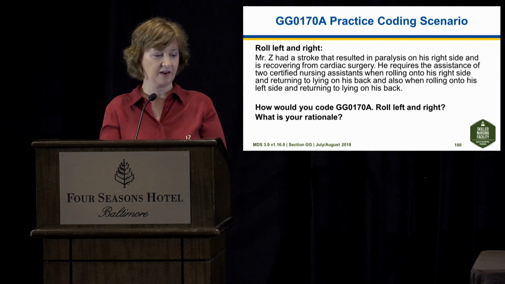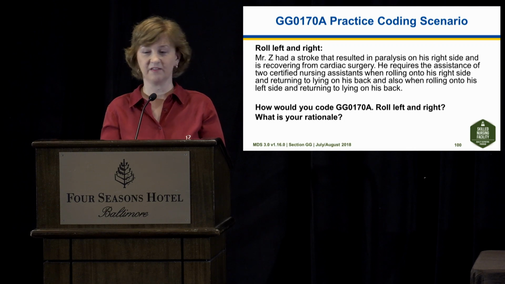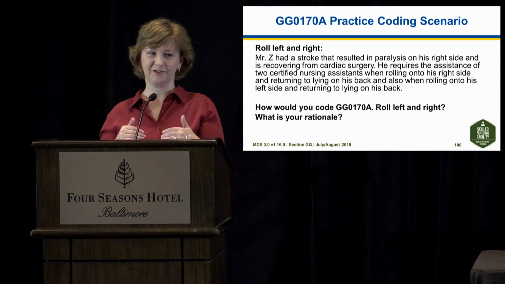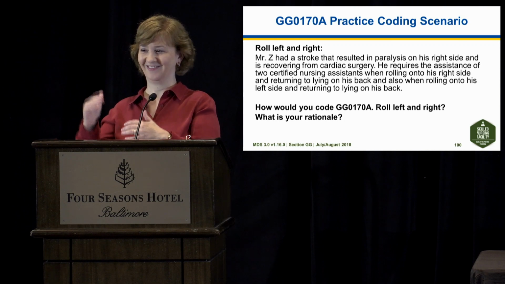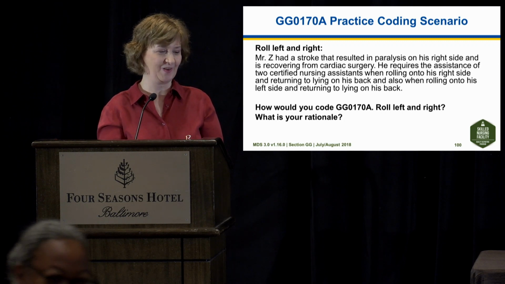In terms of a practice scenario for this particular item, roll left and right: Mr. Z had a stroke that resulted in paralysis on his right side, and he is recovering from cardiac surgery. He requires the assistance of 2 certified nursing assistants when rolling on his right side and turning to lying on his back, and also when rolling onto his left side and returning to lying on his back. In this particular instance, do you want me to go through the decision tree, or do you kind of know? Go through the decision tree? You know. Okay.